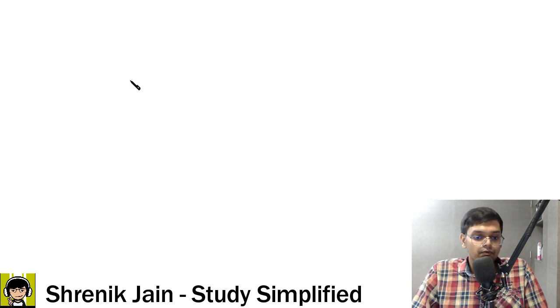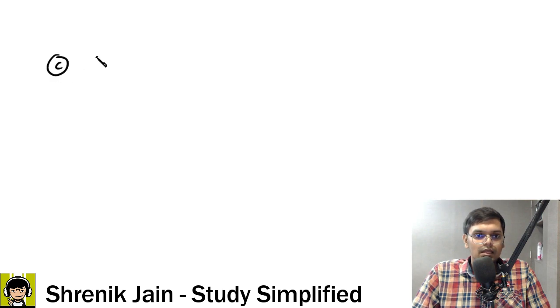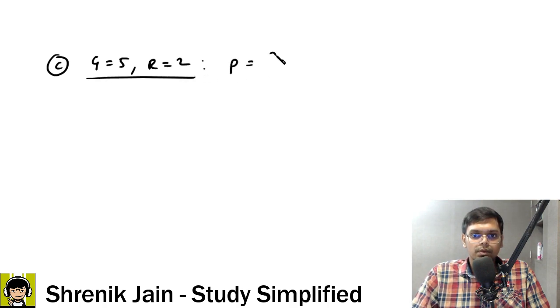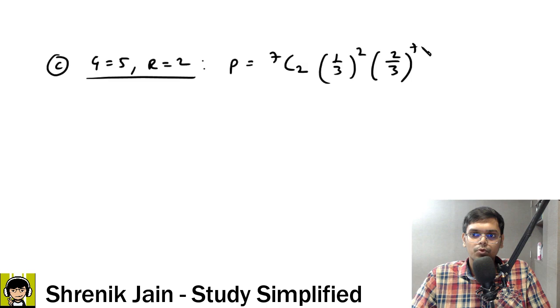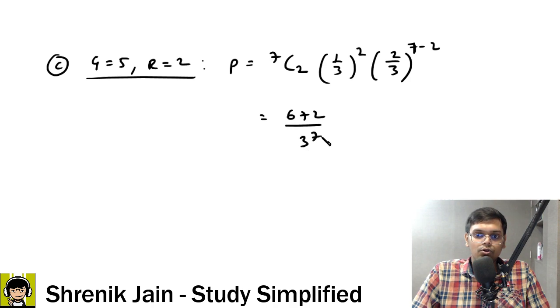Now please tell me for option C and option D. Option C is saying that we have green as 5, red as 2. So the probability would be 7C2. Red is 1/3, so we need it 2 times, and green, which is 2/3 probability, we need for the vacant positions. 7 minus 2 should be filled with green. And if you solve this, you will get 672 divided by 3 to the power 7.